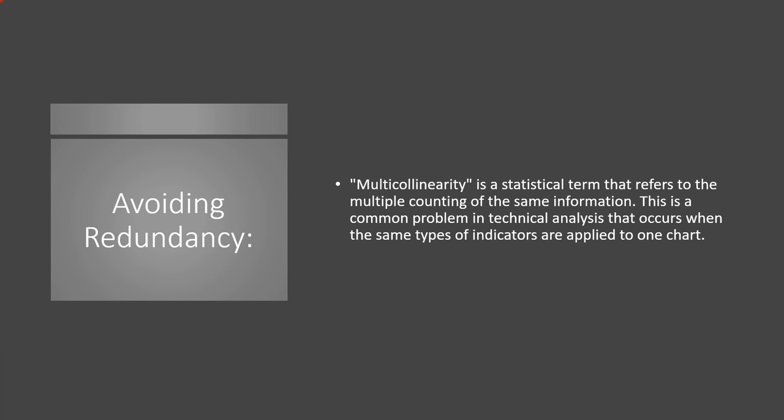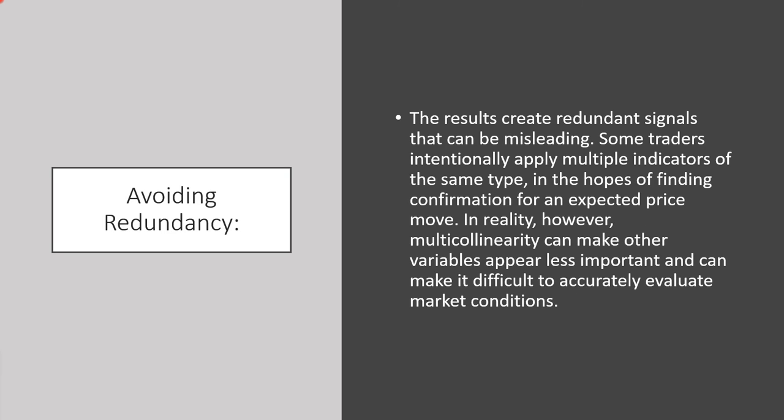So you want to avoid redundancy, what we call multicollinearity. It's a statistical term that refers to multiple counting of the same information. And this is a common problem in technical analysis that occurs when the same type of indicators are applied on one chart. So we want to do everything we can to avoid redundancy. The results create redundant signals that can be misleading.